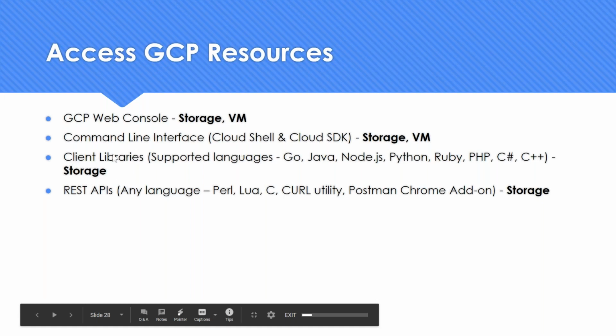Then we used the client library, basically specific language support, first-class citizens: Go, Java, Node.js, Python, Ruby, PHP, C#, C++. We used Node.js and created a storage bucket. I wanted to keep it very lightweight. If you want, I can show you a virtual machine creation at a later point, but we will not do this most of the time. That's why I wanted to keep it lightweight.